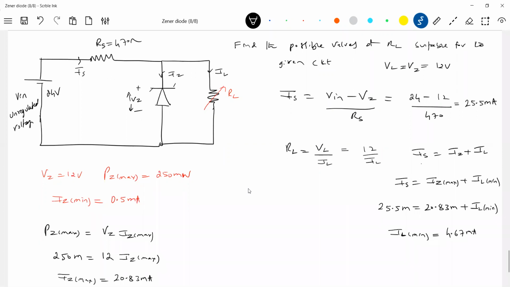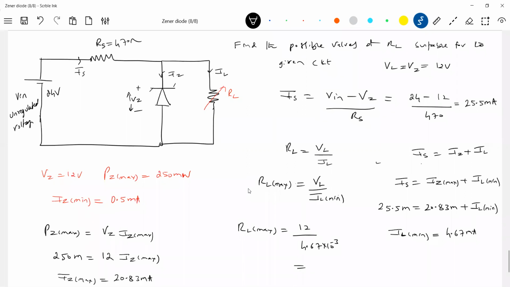Now let's come to this one. If IL is minimum, then what will be the RL? RL will be maximum. So RL max is equal to VL by IL minimum. We know VL is 12 volt. Substitute, we will get RL max, 12 by 4.67 times 10 to the power minus 3. You'll get the maximum permitted value of RL for this circuit.